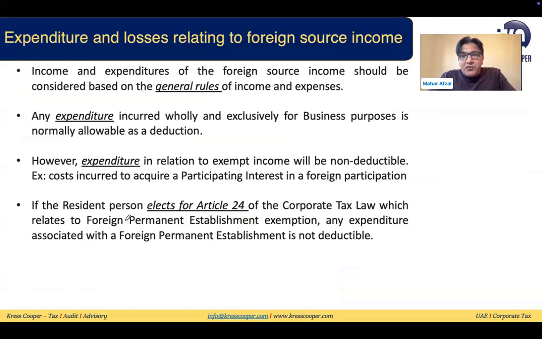Expenditure and losses related to foreign source income. Now we are typically discussing foreign source income. The law says any foreign source income and any related expenditure will be included while calculating the taxable income in the UAE, based upon the general rules of income and expenses. I am repeating: foreign source income and foreign source expenditure will be considered based upon the generic rules and principles to calculate the taxable income. What are the generic rules?